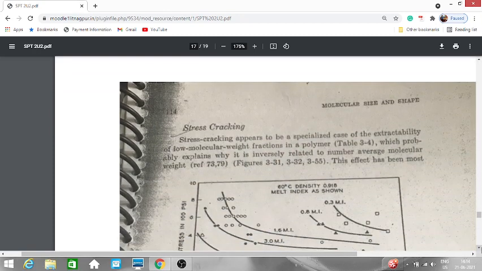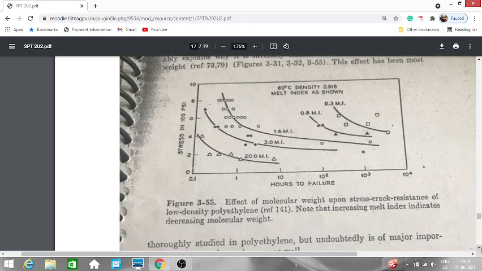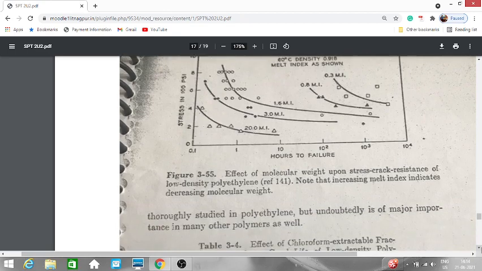Stress cracking. Stress cracking appears to be a specialized case of the extractability of low molecular weight fractions in polymer, which probably explains why it is inversely related to the number average molecular weight. This effect has been most thoroughly studied in polyethylene, but undoubtedly is of major importance in many other polymers as well.